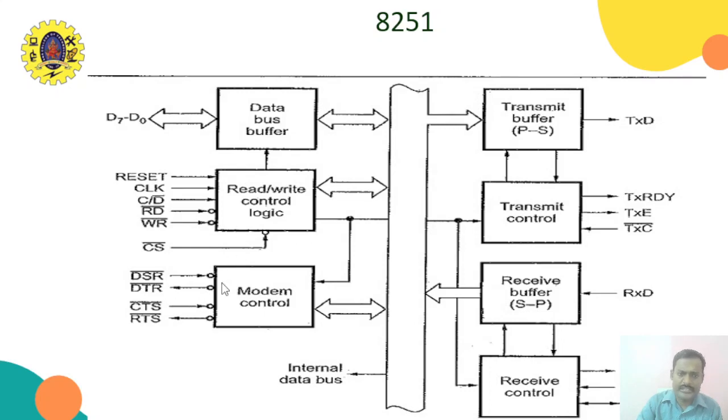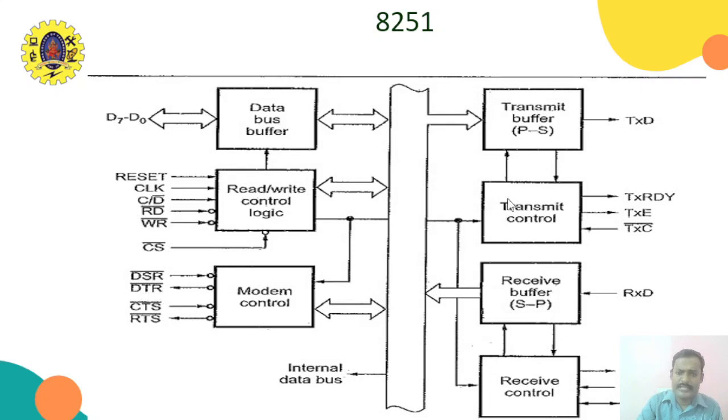Look at this. These are the modem control signals: DSR, DTR, CTS, and RTS. These modem signals are used to provide connectivity for the systems. CTS is clear to send, RTS is request to send, and DTR and DSR are data terminal ready and data set ready.